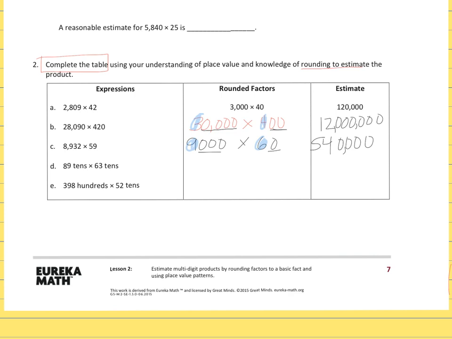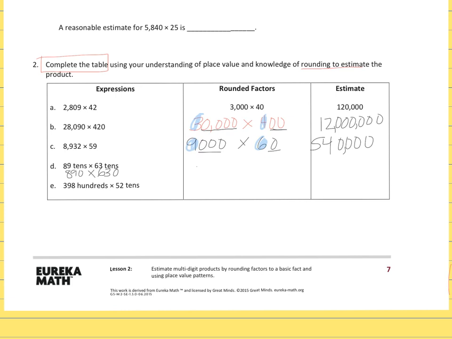Now the next one's kind of interesting because it's in unit form. It's not in standard form. So 89 tens, and that's quickly easy to do. That means 89 with a 0 at the end. So 890 times 63 tens, that also means 63, and add a 0. So now we can see the numbers, and then we can kind of round accordingly.